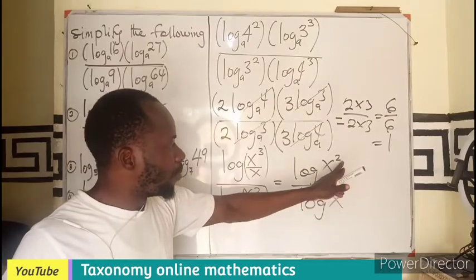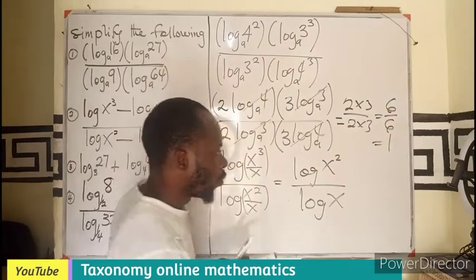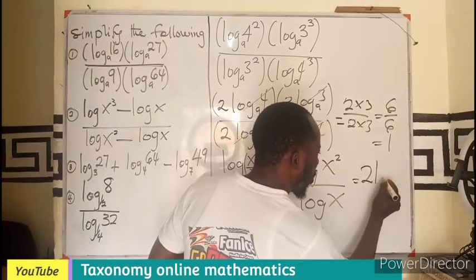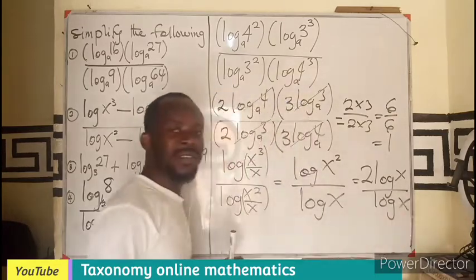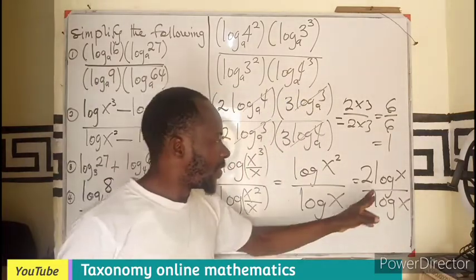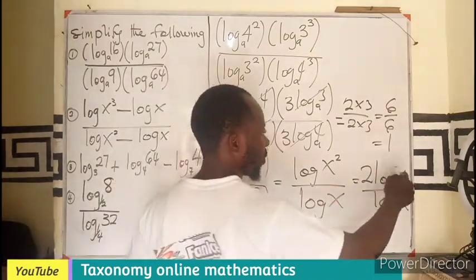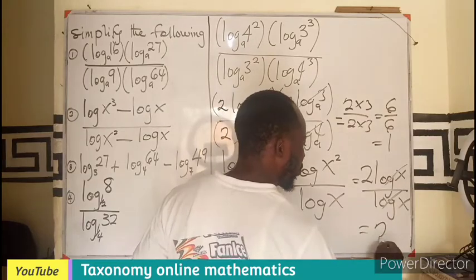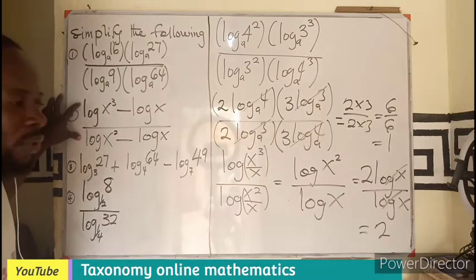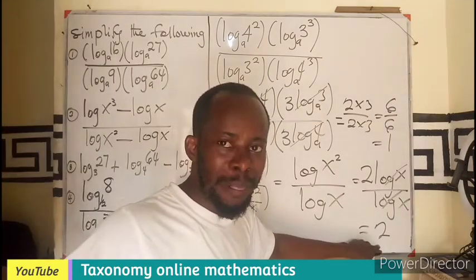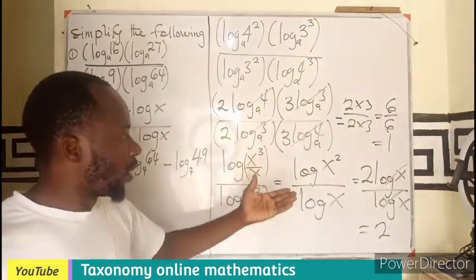Then I can still employ the third law, the power rule, which will mean that 2 will multiply log x divided by log x. And you can agree that since this is log x divided by log x, they can cancel out to give us our answer to be equal to 2. So in simplifying number 2, we still have 2 as our answer per the rules of the logarithm. We employ those rules.